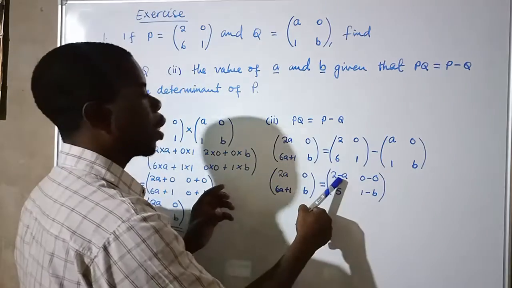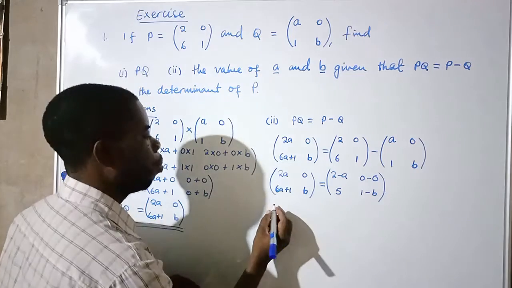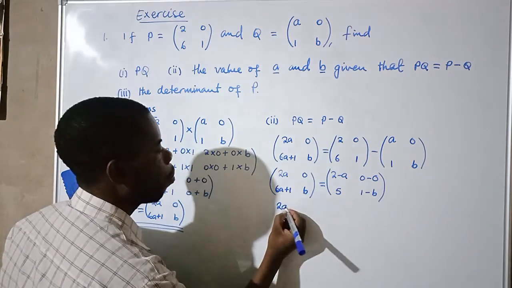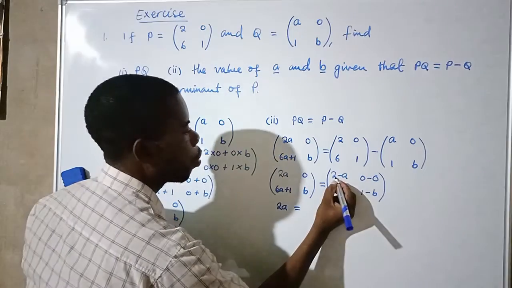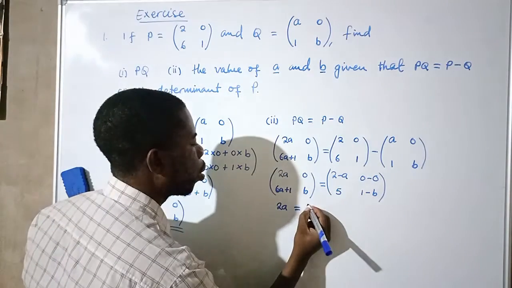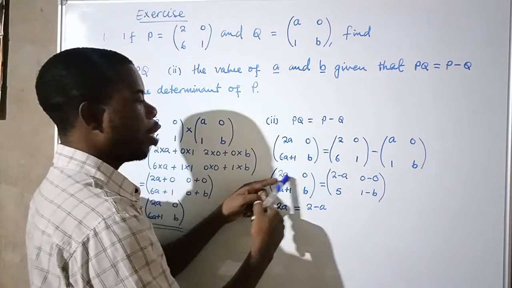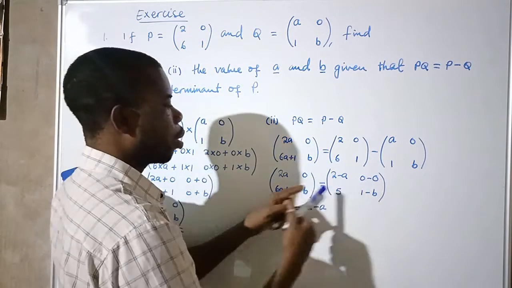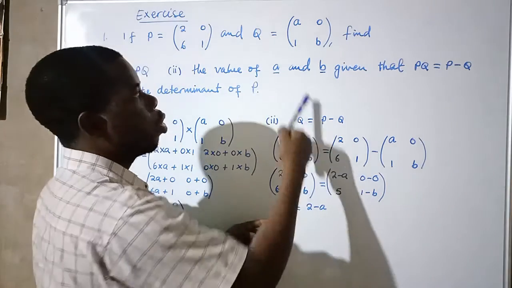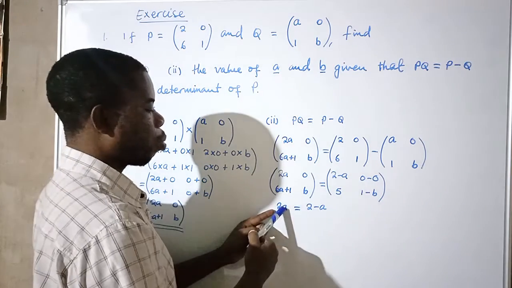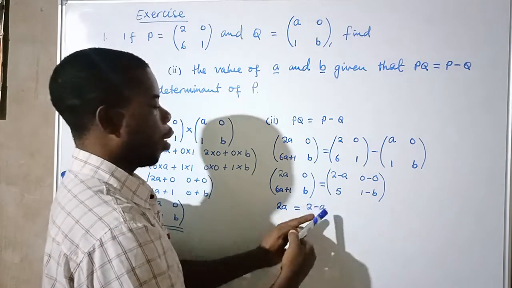So since we want A, we will equate these elements. So we get 2A equals this one, 2 minus A. Because this one is equal to that, this one is equal to that. But since we want A, we can put 2A minus 2 is equal to 2 minus A.